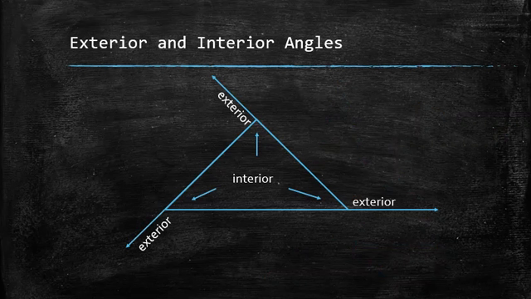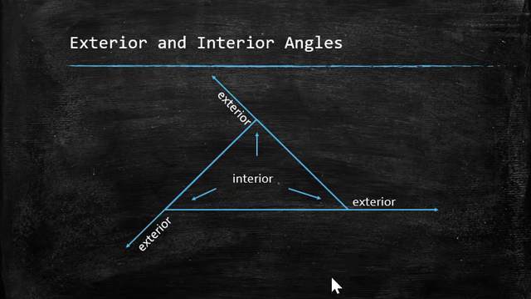Exterior and interior angles. Back in geometry basics, we learned what interior and exterior angles are. In the image, the angle inside the triangle is called the interior angle. If we extend the lines of the triangle, the angle outside of the triangle is supplementary to the interior angle and equals 180 degrees. Interior and exterior angles are a linear pair.